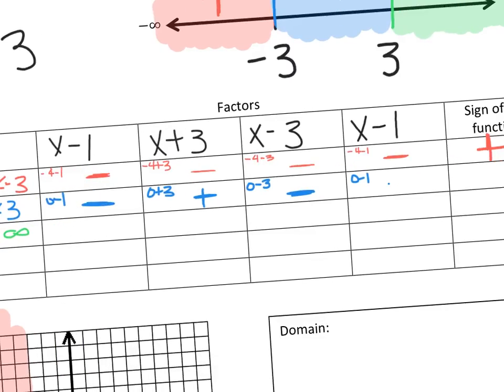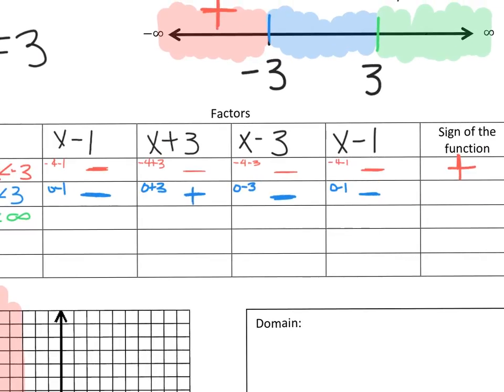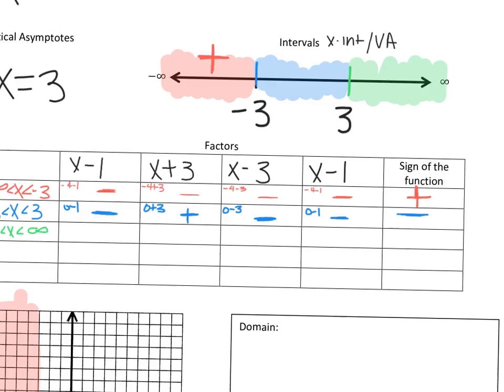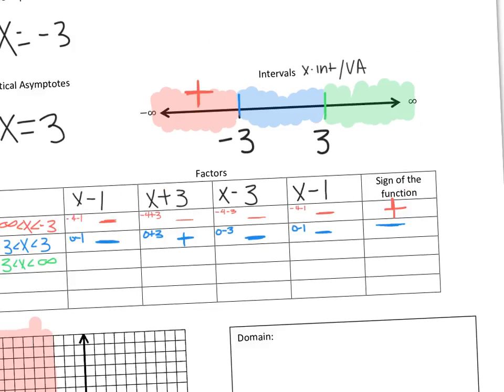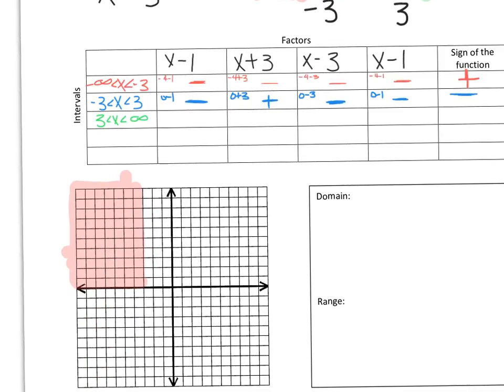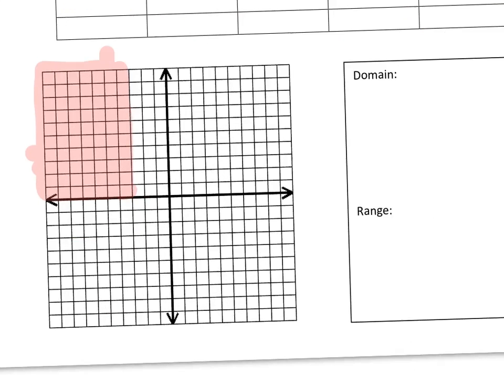And what is 0 minus 1? It's negative. So looking at this row, what's going to be true about this function at this point? It's going to be negative. How do you know? What tells you? There's an odd number of negative signs there. So this function is going to be negative. So between negative 3 and positive 3, my graph is going to be below the x-axis. It's going to be in this range.